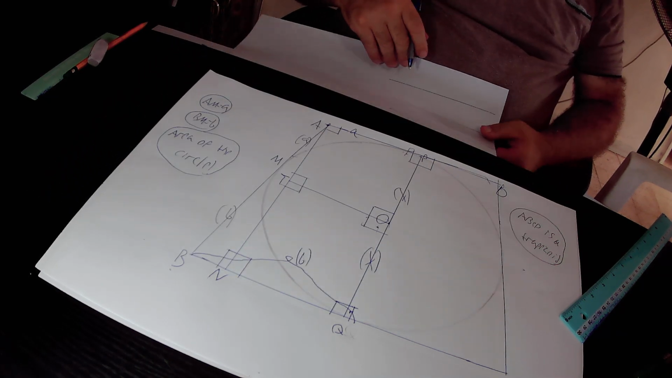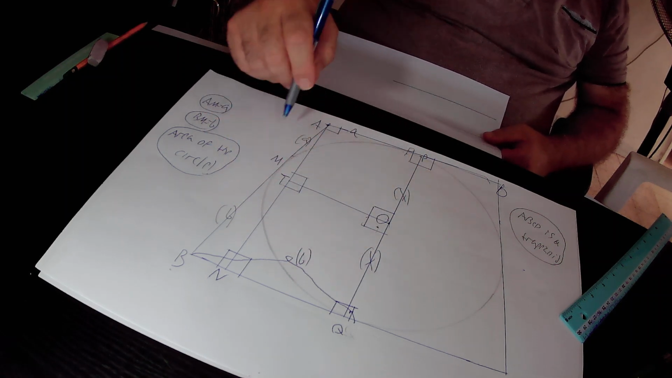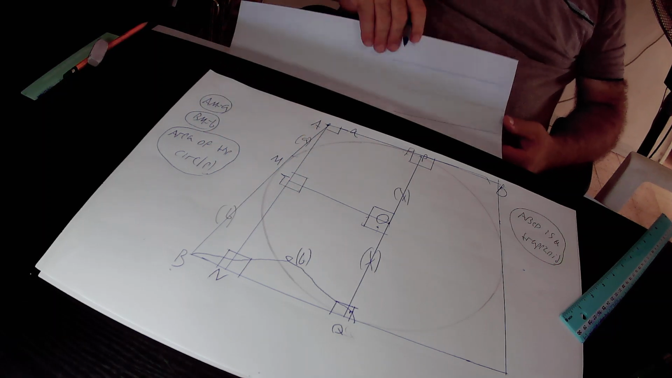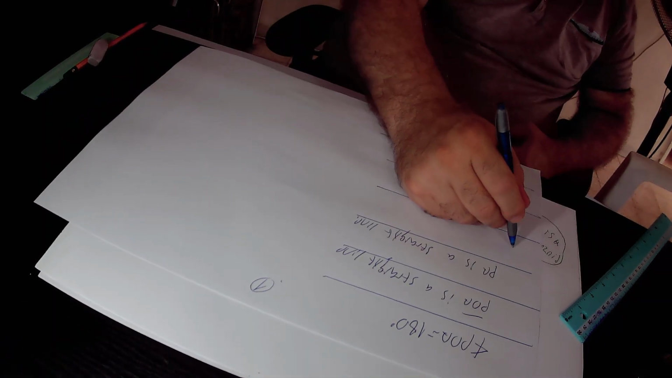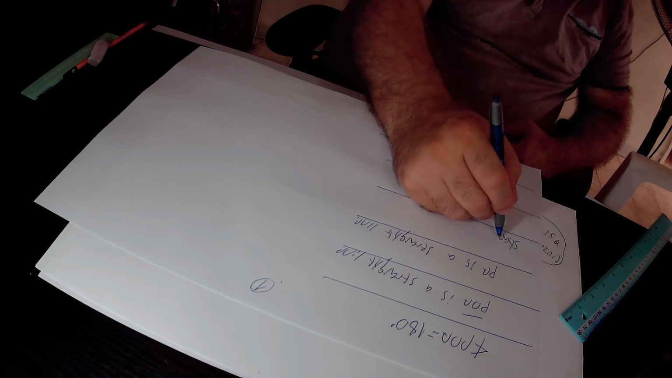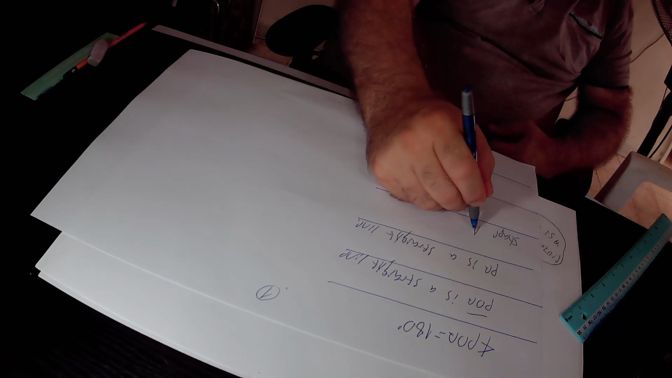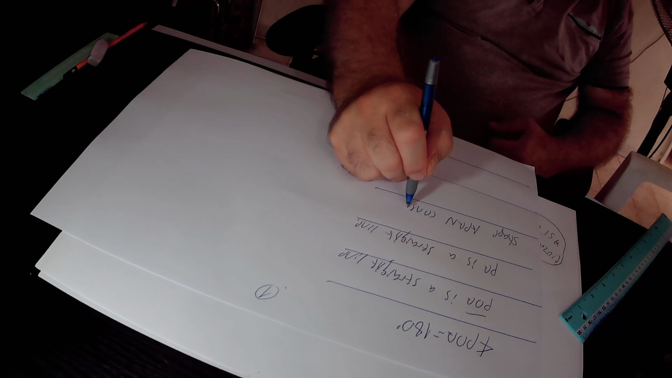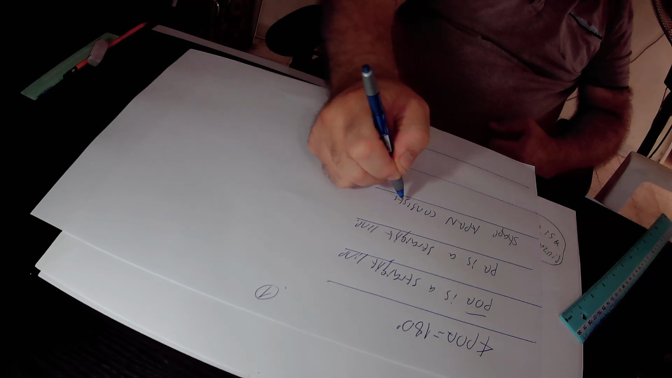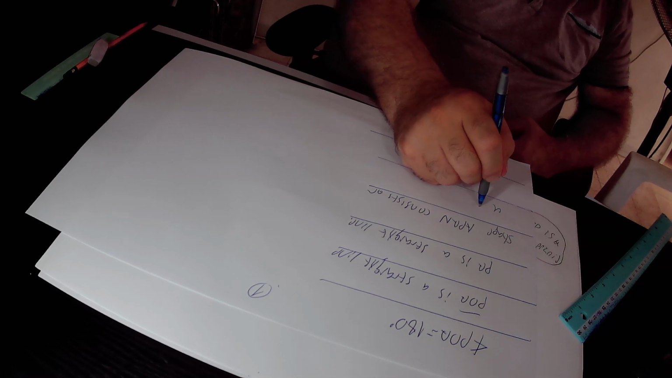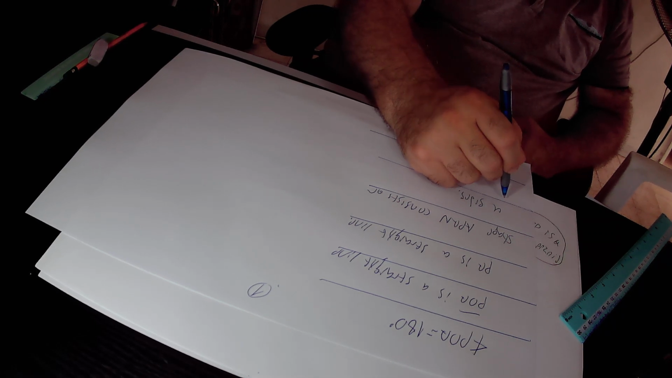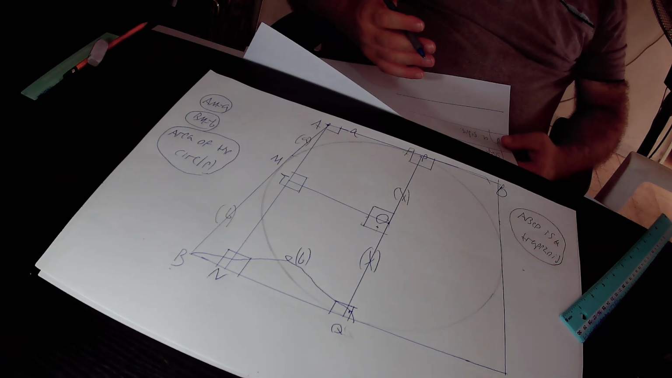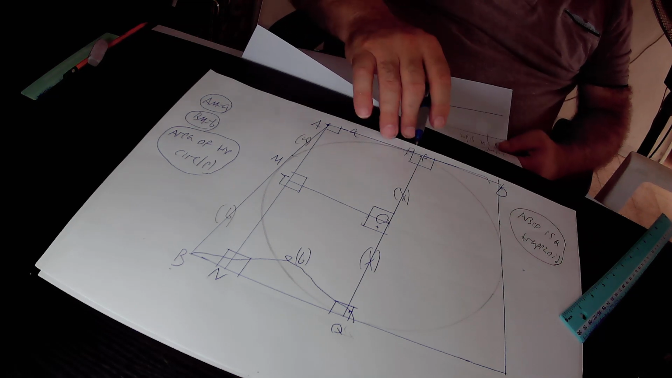And therefore, this shape APQN consists of 4 sides: 1, 2, 3, 4. We know that any shape that consists of 4 sides is a quadrilateral. Therefore, shape APQN is a quadrilateral.